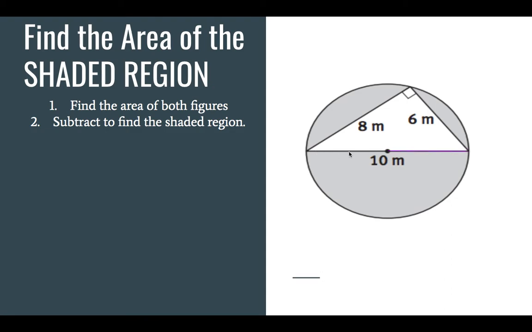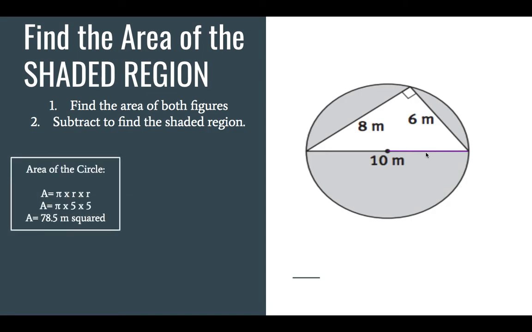The longest side is never the base or the height of the triangle. So when you're looking at this, we have two different figures. We have a circle, we have a triangle inside. So from the center of the circle out is my radius. So if this entire thing is 10, that means this radius is 5. So if I'm finding the area of the circle, I would have pi times radius times radius. So we have pi times 5 times 5, which is 25 times pi, which gives us 78.5 meters squared.